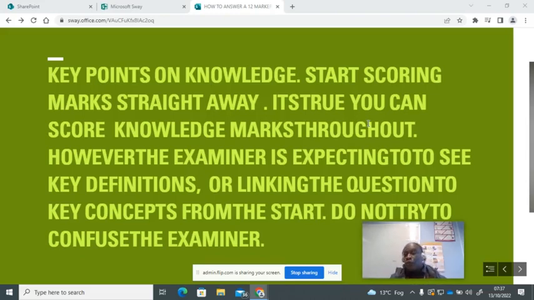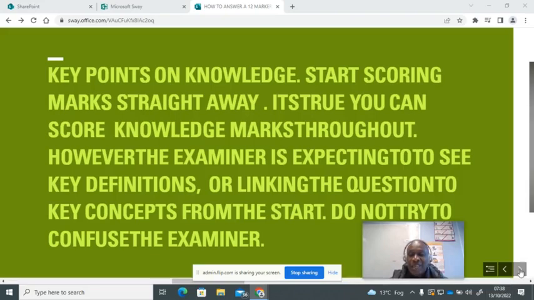You can show your knowledge throughout your exam, throughout the paper, but the examiner expects to see it in the first paragraph. I used to have this student, he used to try and wind me up. He used to tell me, "Oh, sir, my knowledge is on the 3rd page. I've put my key definitions on the 3rd page." And I said, what are you trying to do? The examiner expects to see your key definitions in the first paragraph, to show the examiner you understand the question. So do not try and confuse the examiner.